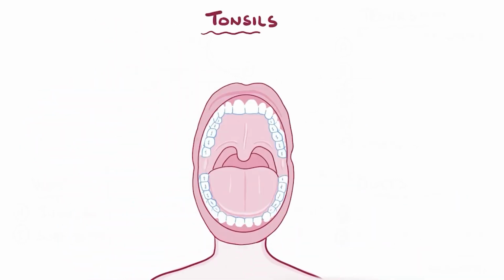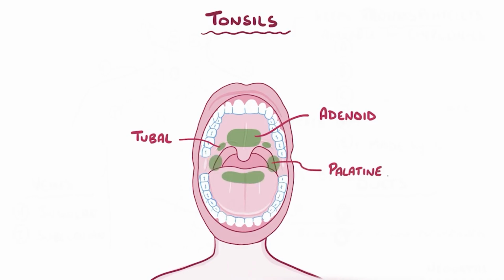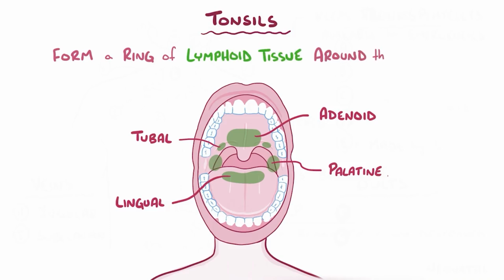A final set of lymphoid organs worth mentioning are the tonsils, which include the adenoid, tubal tonsils, palatine tonsils, and lingual tonsils. Together they form a ring of lymphoid tissue around the throat, and their main job is to trap pathogens from the food you eat and the air you inhale.